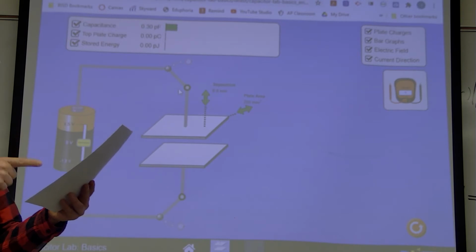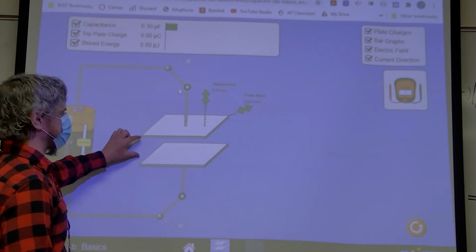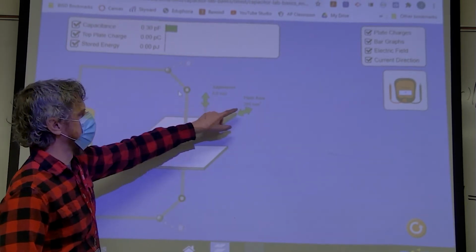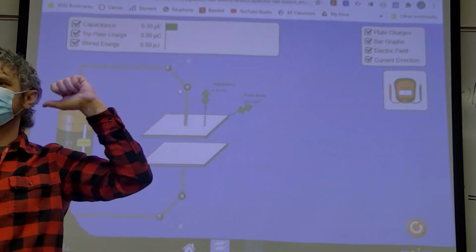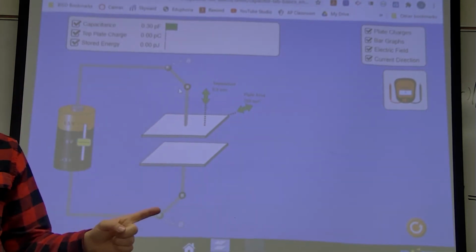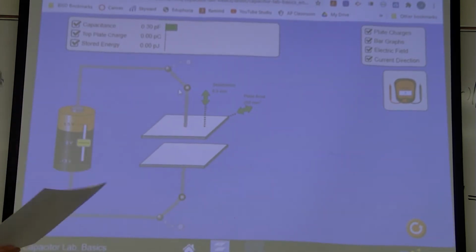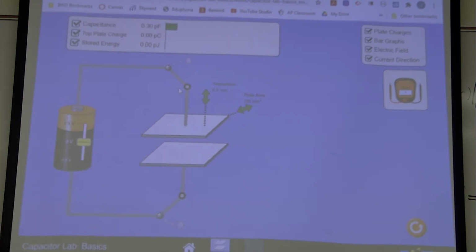This says keep D and A constant, so I'm going to keep the plate separation D constant and the plate area A constant. Notice it's in millimeters and millimeters squared. You have to convert those when you want to calculate capacitance. Be careful when converting the units for area. Don't be one of those people. You know what I'm talking about.